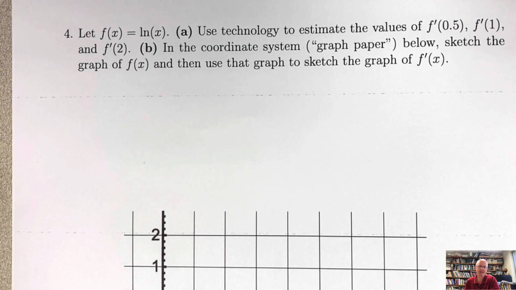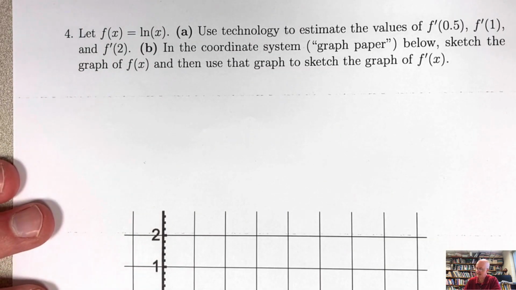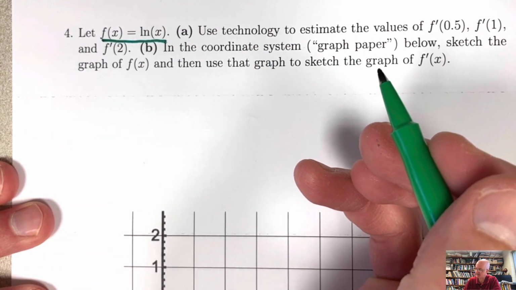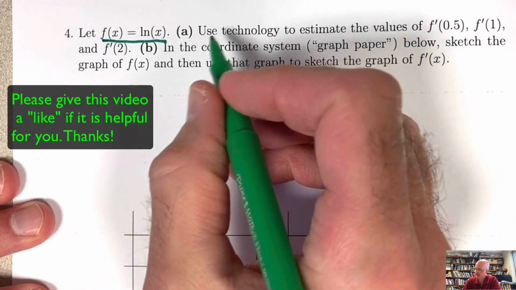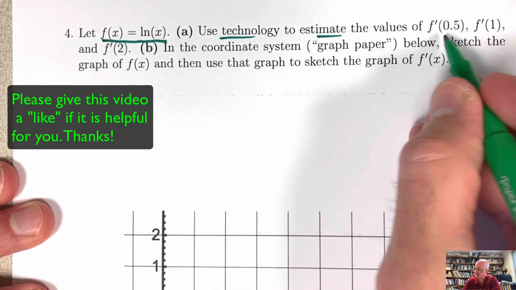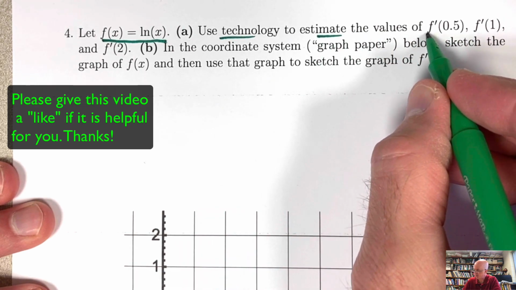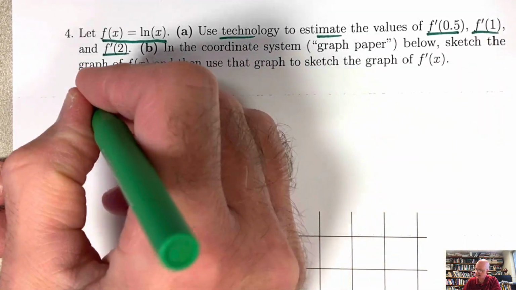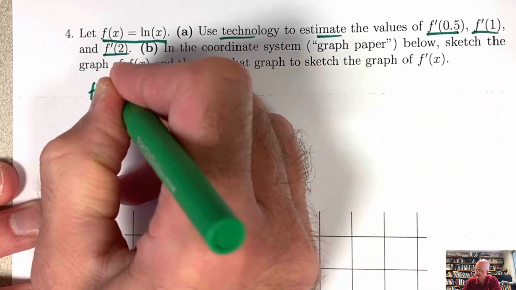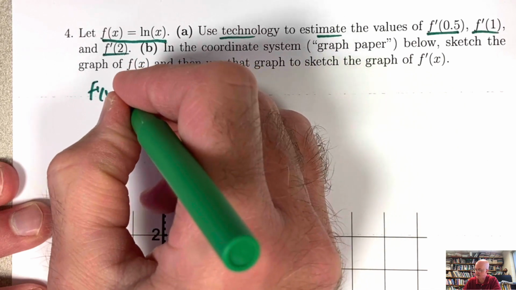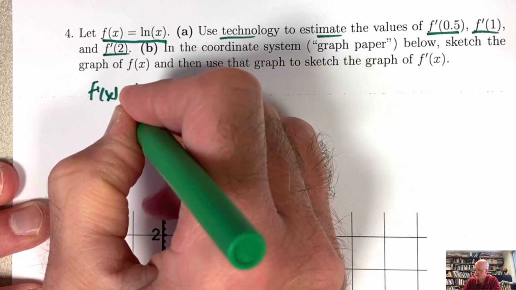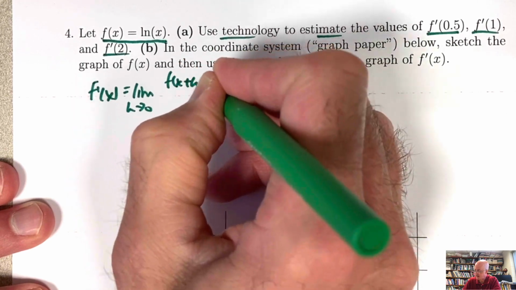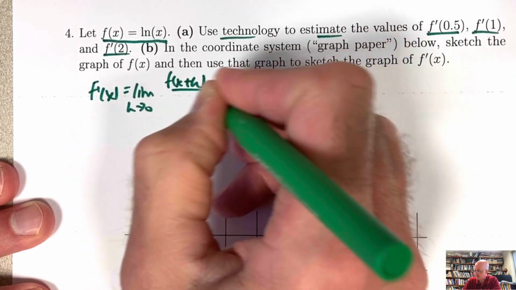Problem 4 ends up being somewhat similar to problem number 3, except we have a particular function in mind here, f of x equals natural log of x. And we have parts. Part A says use technology to estimate the values of the derivative here, f prime of 0.5, f prime of 1, and f prime of 2. In general, f prime of x, as we saw in the very first problem in this video, is the limit as h goes to 0 of f of x plus h minus f of x all divided by h.